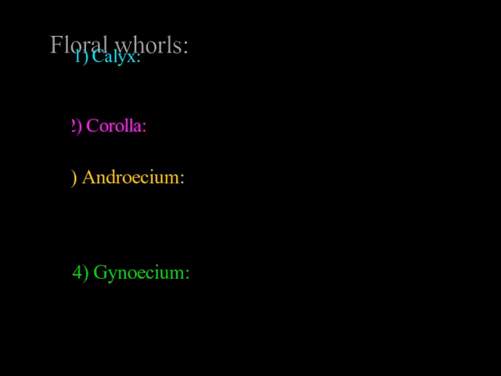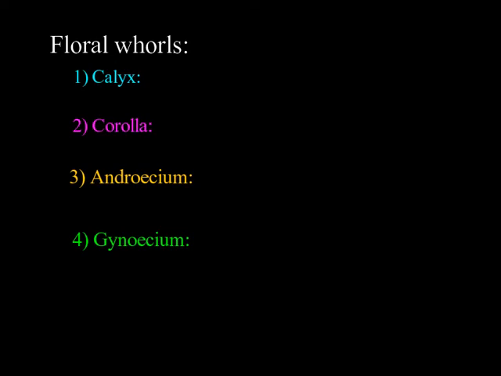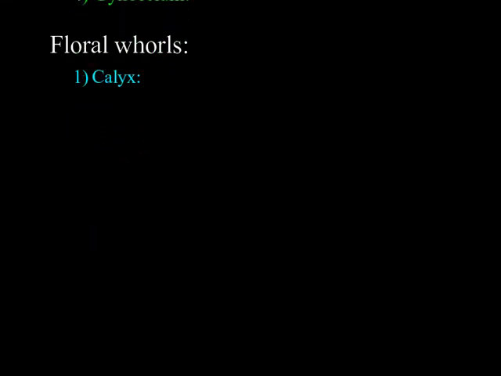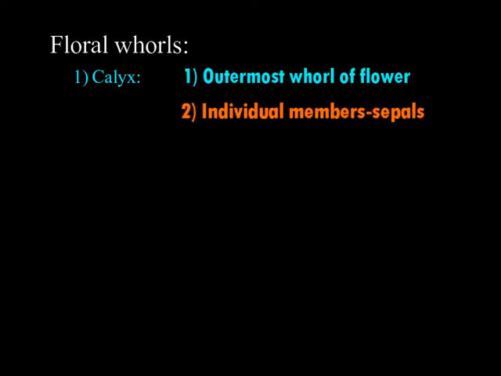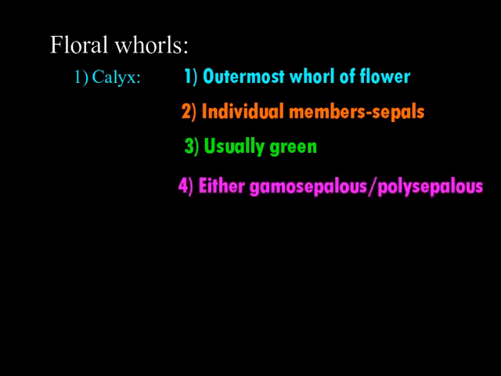Parts of the flower. A typical flower has four whorls, that is, calyx, corolla, androecium, and gynoecium from outside to inside. First, calyx. It is the outermost wall of the flower. Individual members of calyx are called sepals. Usually sepals are green in color and are involved in protection of flowers during bud condition, photosynthesis, etc. Calyx may be gamosepalous, in which sepals are fused, or polysepalous, in which sepals are free.